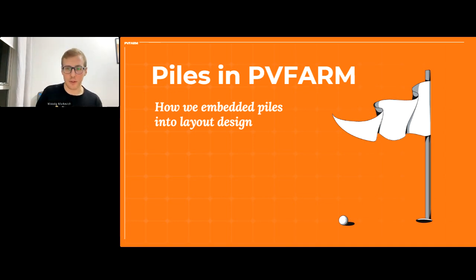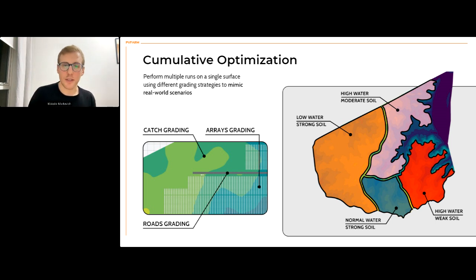So let's start with the first one, which is called cumulative optimization. The way we build PV farm, our software, is that we allow our customers to perform multiple runs on a single surface, using different gradient strategies. And by gradient strategy here, we understand all the restrictions, not only regarding the slopes of the piles and of the terrain, but also minimum and maximum pile reveal, gradient window, whether it is rigid or terrain following, what the bay-to-bay slope change is, and what the cumulative slope is. So there are basically many parameters.